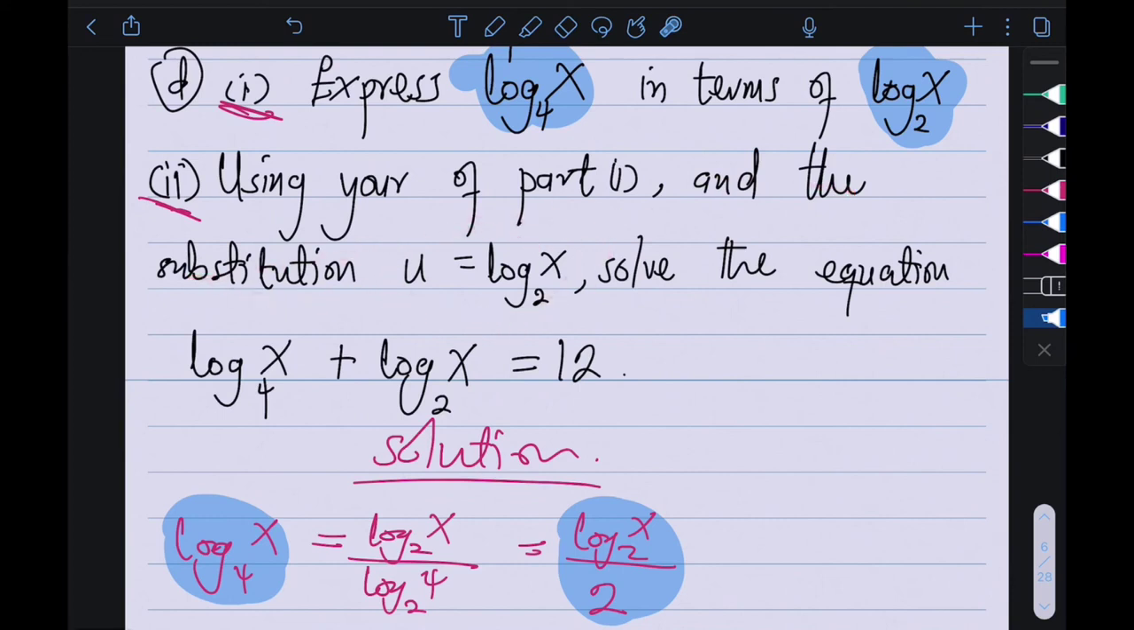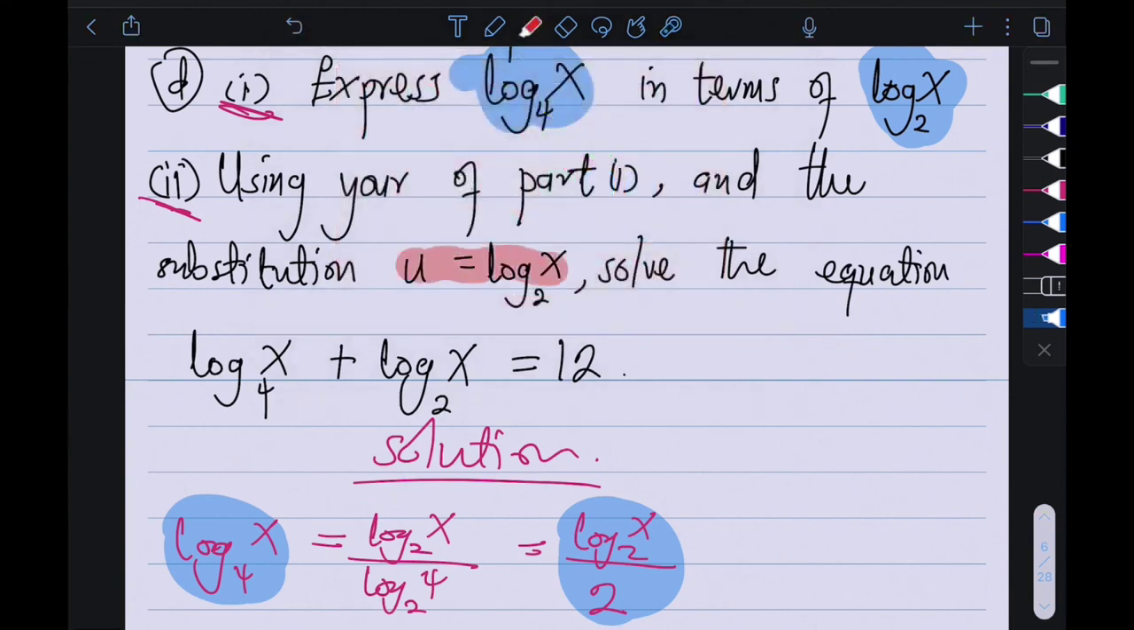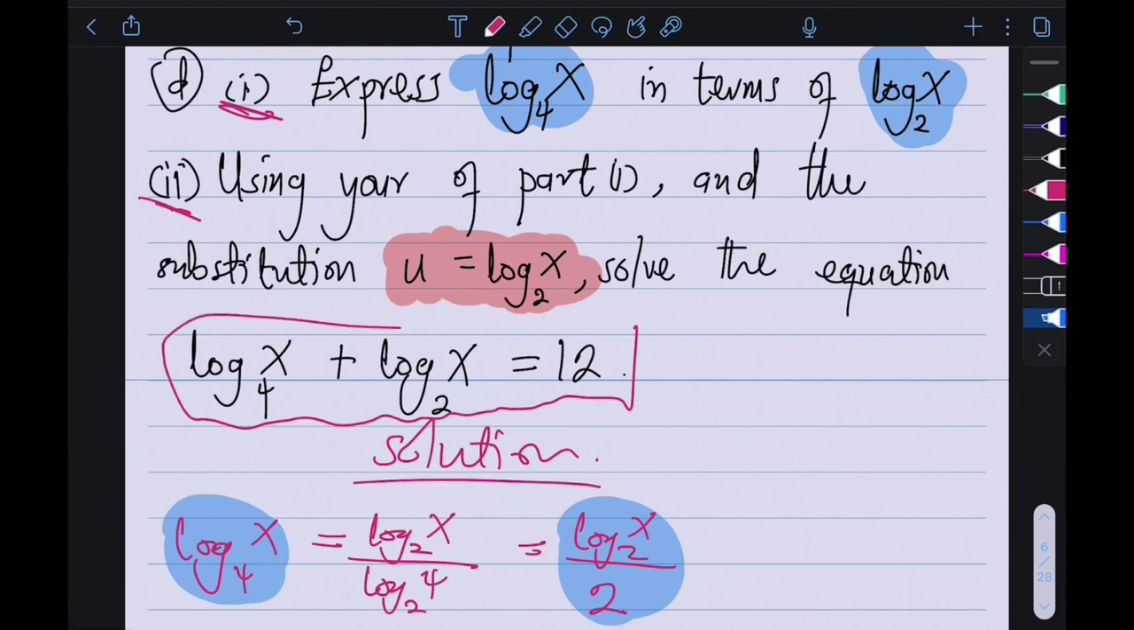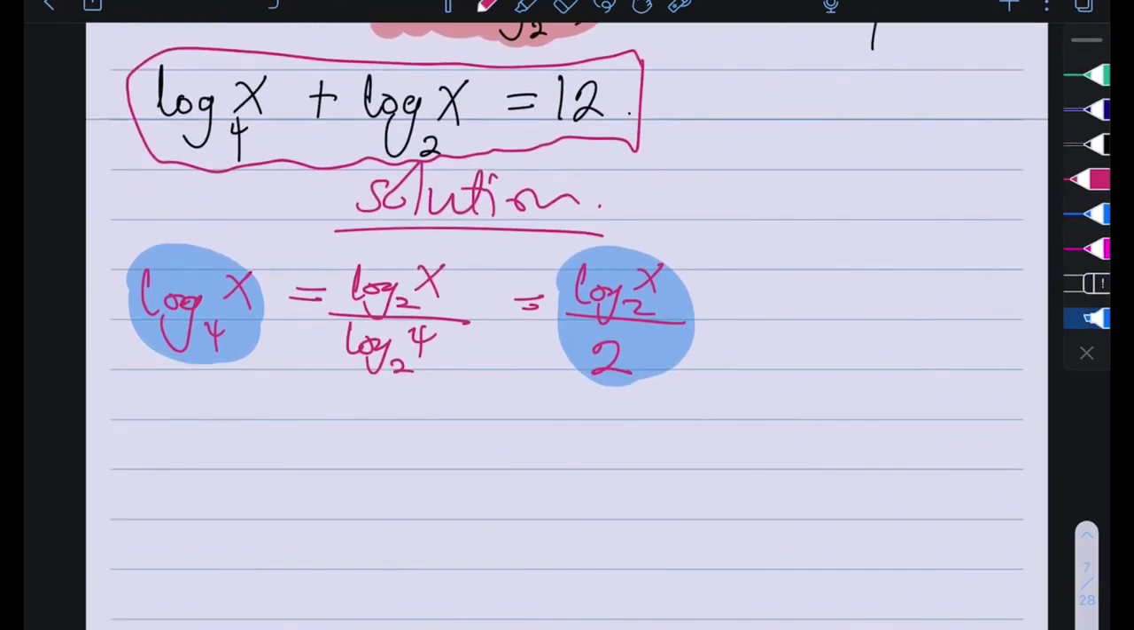So now they want us, let me highlight that, it's really important. Let's maybe highlight that in red. All right, so this particular definition is really important. We're going to use it. They are telling us to solve this particular equation that we see right here. So let's solve it.